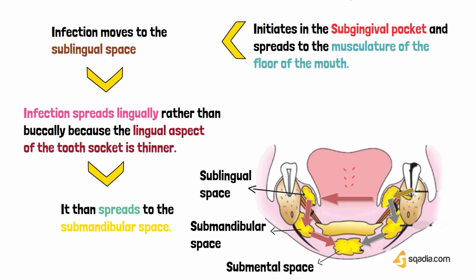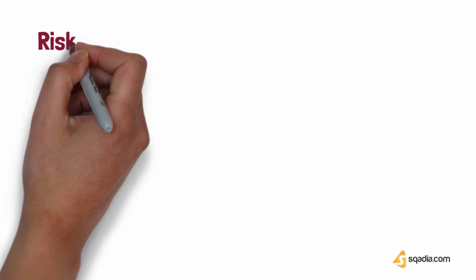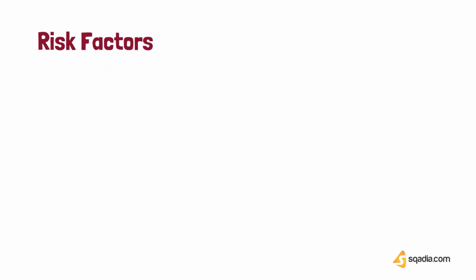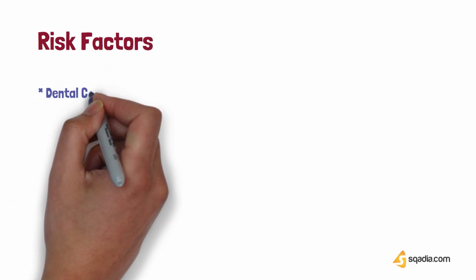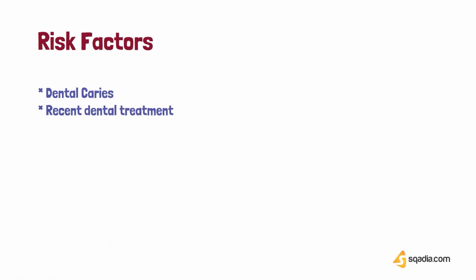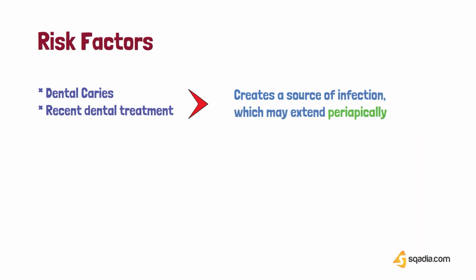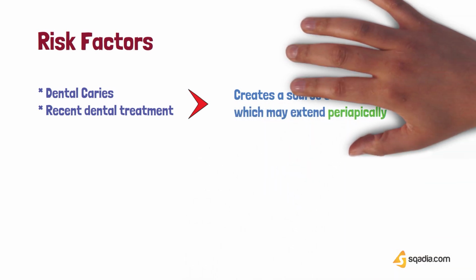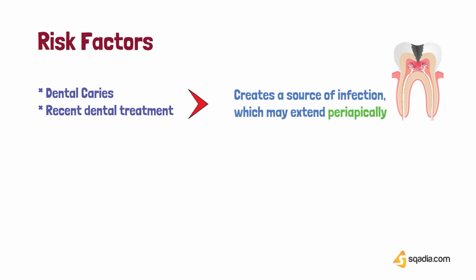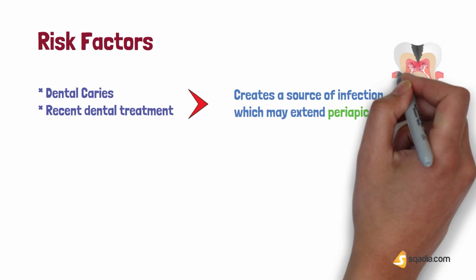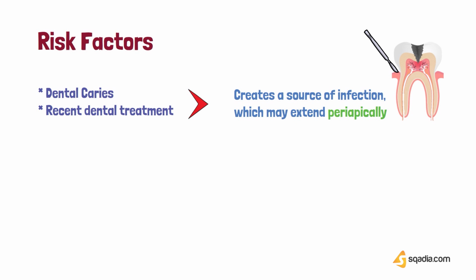Now, let's look at some of the risk factors which increase the chance of an individual getting infected with Ludwig's angina. Dental caries or a recent dental treatment. In both these cases, a source of infection is created which extends periapically. In case of a recent dental treatment, instrumentation at the level of the gingiva may force some of the bacteria to enter the gingival pocket, and that travels periapically.